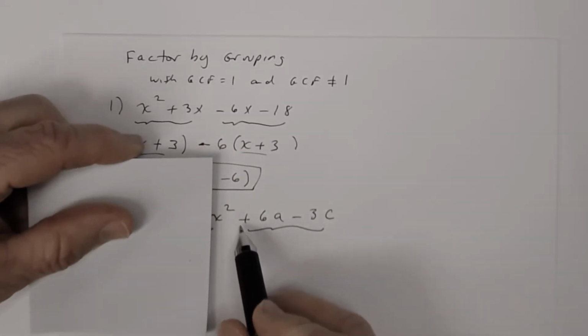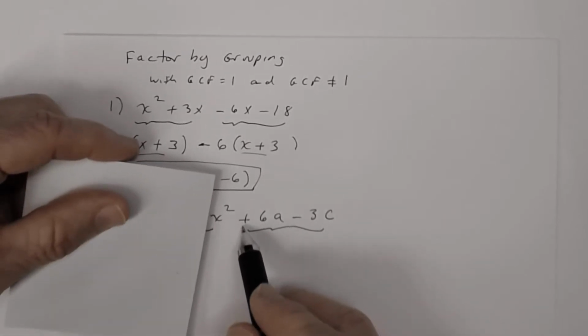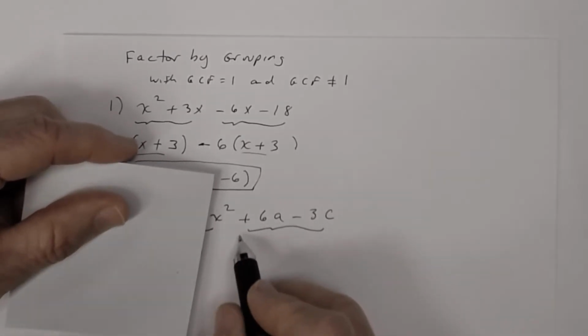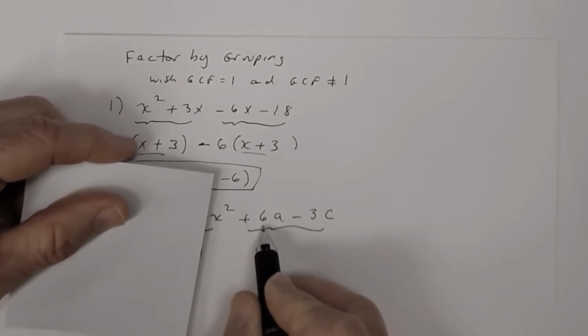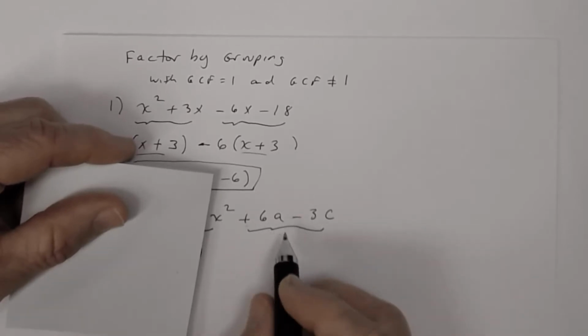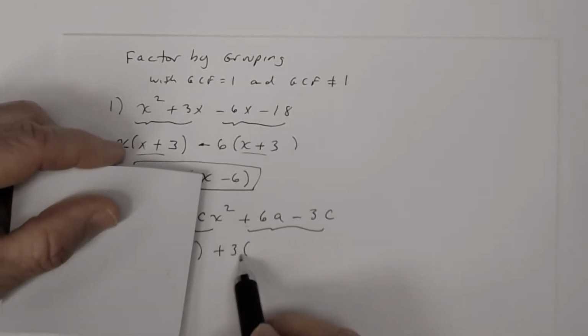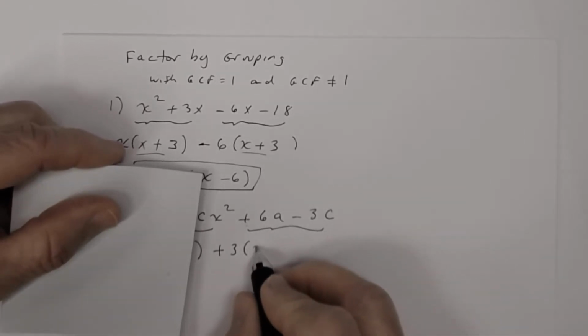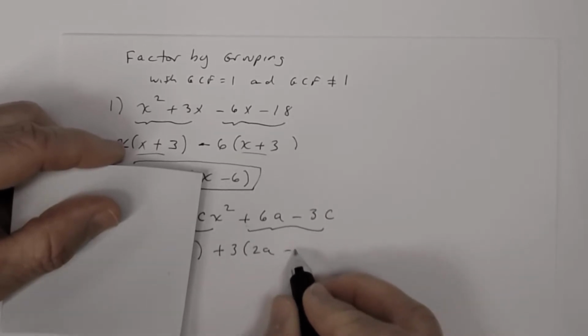So over here, remember, whenever you're doing grouping, always factor out that middle sign. So I'm going to factor out a positive GCF here. So if you look at 6a and negative 3c, what's the GCF? Well, the GCF is 3. So I'm going to factor out a positive 3, though. And so always think, 3 times what is 6a? Well, that's 2a. And then 3 times what's a negative 3c? Well, that's just minus c.